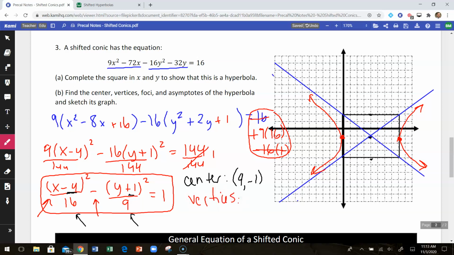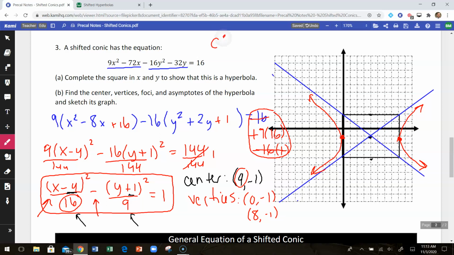Well, you could just look at the actual coordinate points that you have for your vertices. You could do your adjustments from the center. If we just look at the actual coordinates, we can see that those happen at coordinates of 0, -1, and at 8, -1. And that's just going out plus and minus 4, because of the 16, plus and minus 4 to the x coordinate of our center, 4, -1.